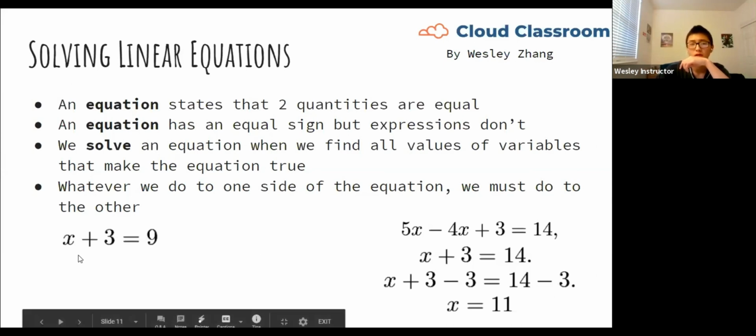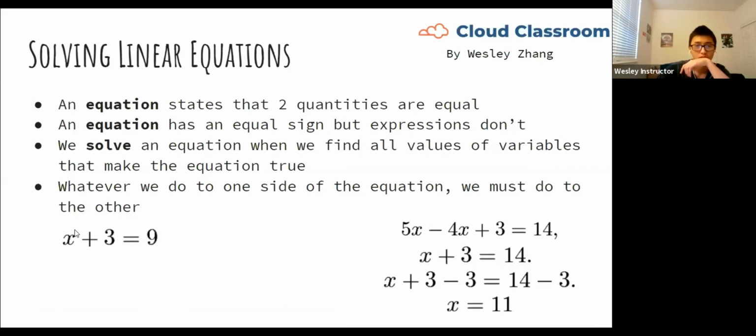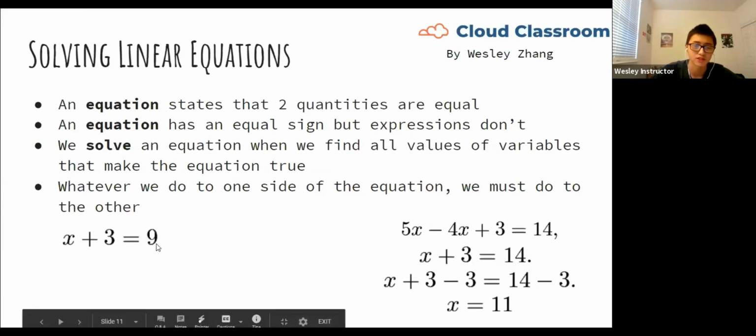Okay. So look on the left, we have x plus 3 equals 9, and we want to solve for x. If you want to solve for a variable, you want to get that variable by itself on one side of the equation. So you want to get the x by itself. But we have a plus 3 here. So how do we get rid of the plus 3 on this side? What we do is subtract 3 from both sides of the equation.